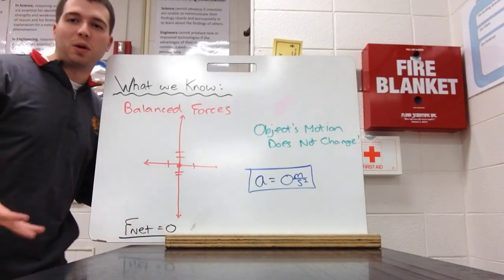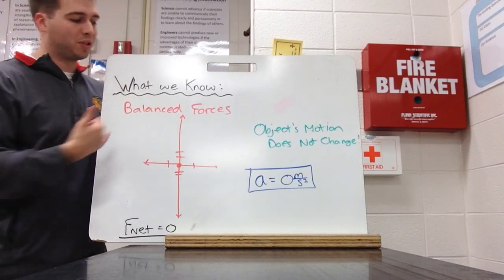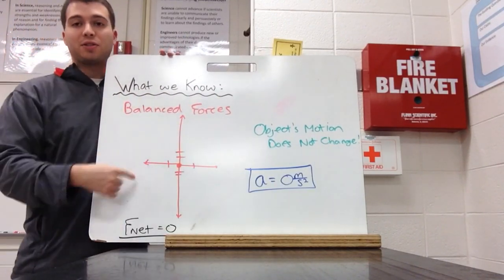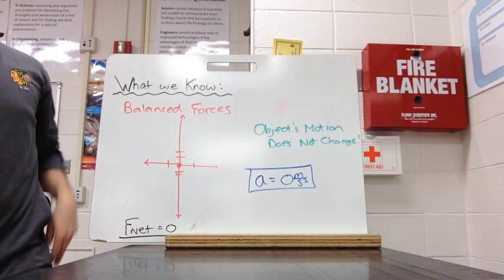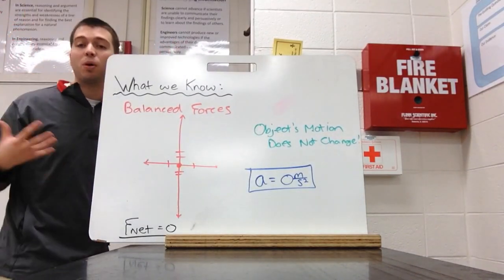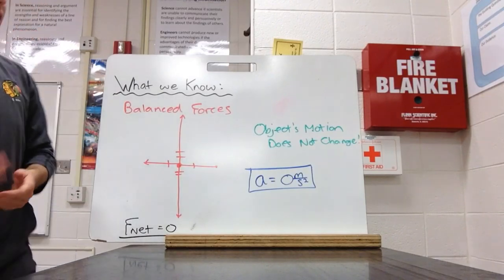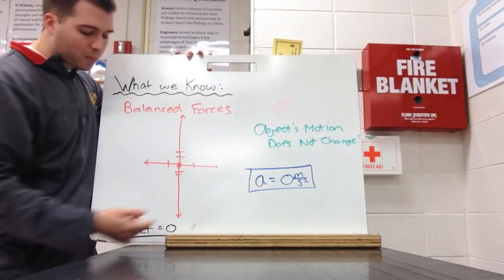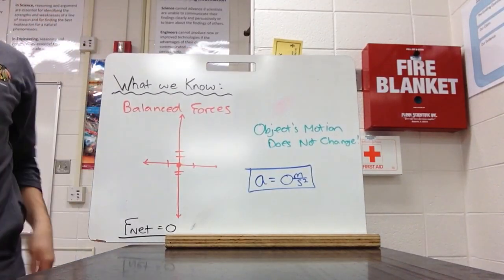Okay, let's start with what we know so far about forces. So we know that one option for our forces is that they're balanced. This is a force diagram where we have balanced forces. We know that the F net is 0. What do balanced forces mean for the motion of the object? Well, it means that our object's motion does not change. Either it's staying stationary or it's moving at a constant velocity. In other words, our acceleration is 0. So we see a connection here. F net equals 0, acceleration equals 0.